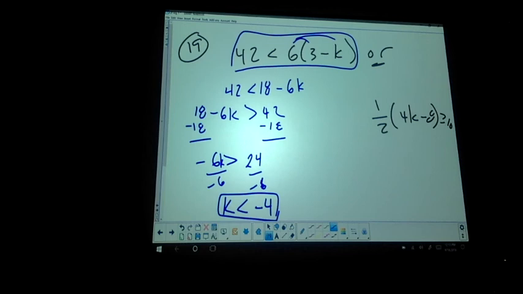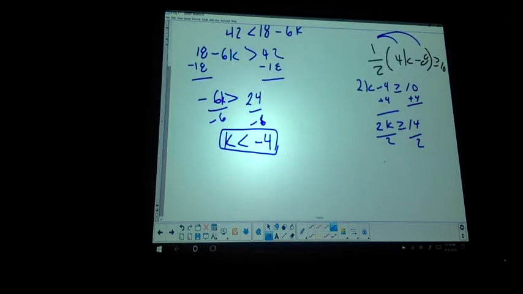I need to take care of the other one, so I'm going to distribute 1/2 here and here. That gives me 2k minus 4 is greater than or equal to 10. Is that okay? The variable is on the left side, so it's okay to solve it. So I'm going to add 4. And then divide by 2. We find that k is greater than or equal to 7.